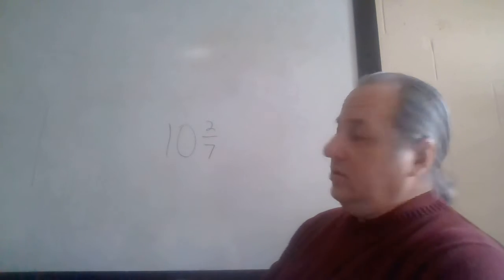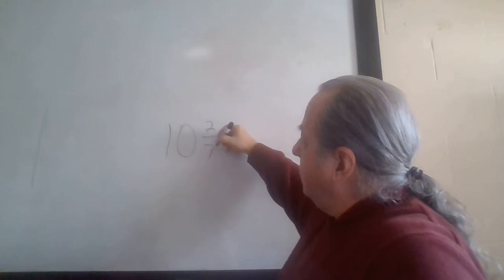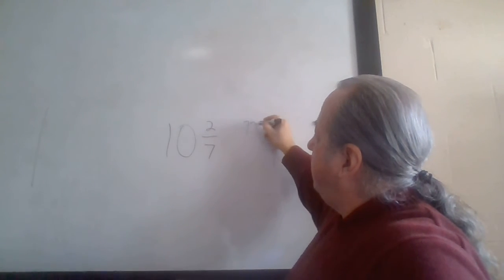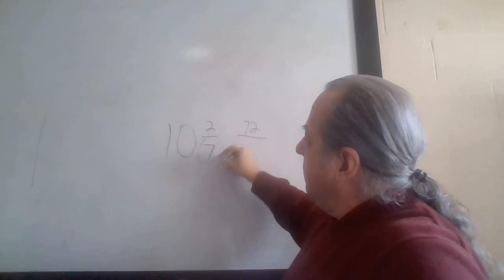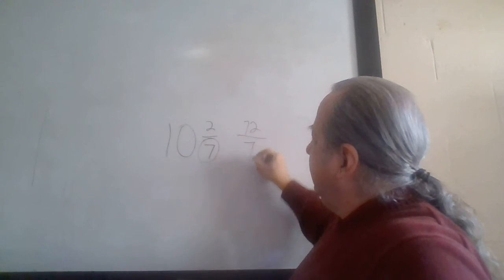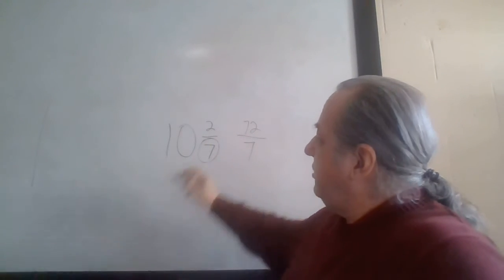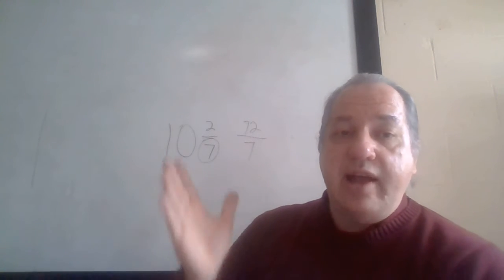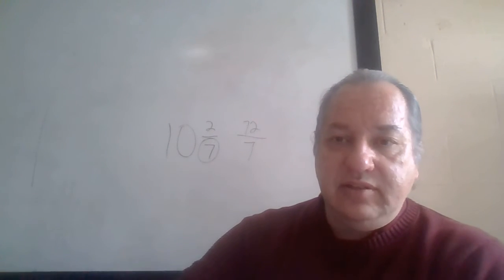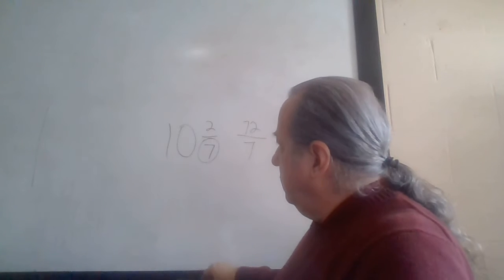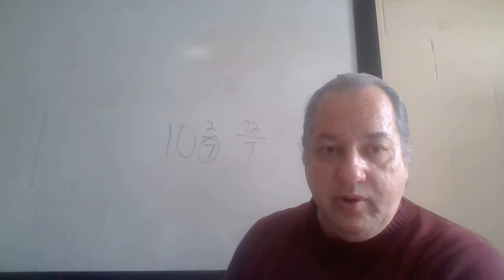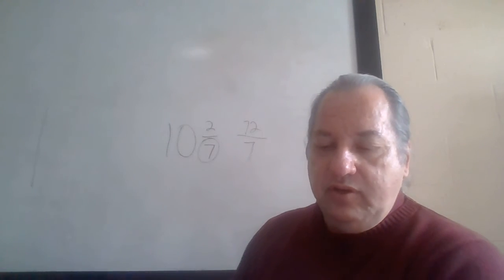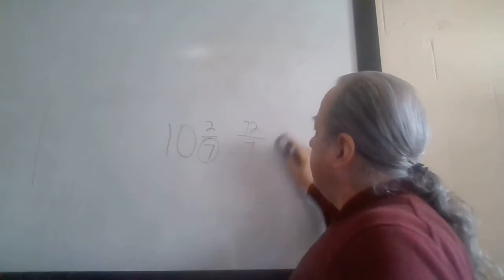All right, very good. 10 2/7, we multiply. 7 times 10 is 70. 70 plus 2 is 72. That's my numerator. The original denominator is my same denominator. So 10 2/7 is the same as 72 over 7. That's the first concept. That's it. We are now going to move into going the other way. We're going to start with an improper fraction and turn it into a mixed number.